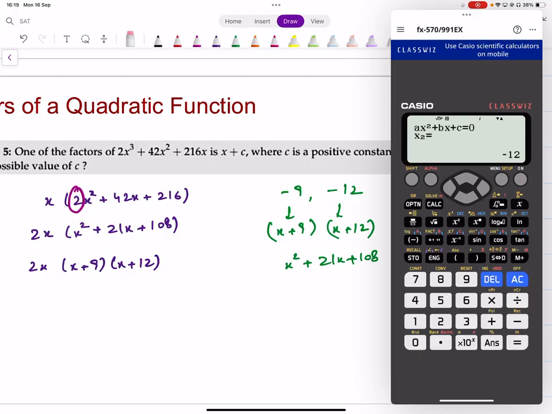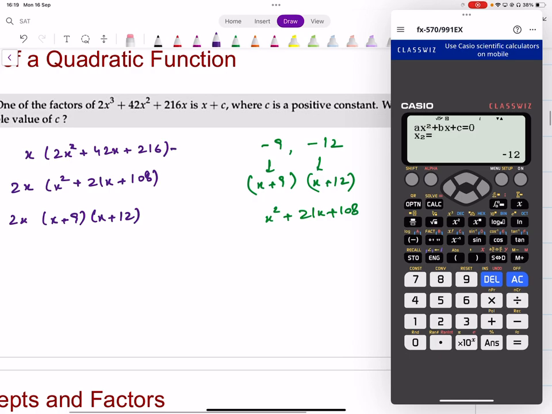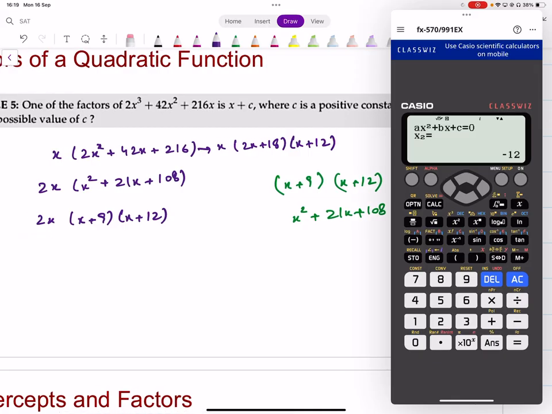So 2x squared plus 42x plus 216 also gives the same answers on the calculator, but its factorization would have been x into 2x plus 18 and x plus 12 rather than just x plus 9. If we take 2 common outside as well, then in that case we just have x plus 9 and x plus 12. So you have to take 2 common separately yourself, okay? Yes.